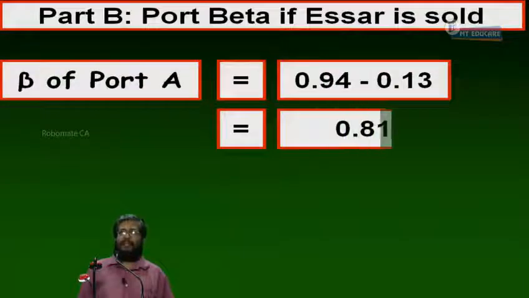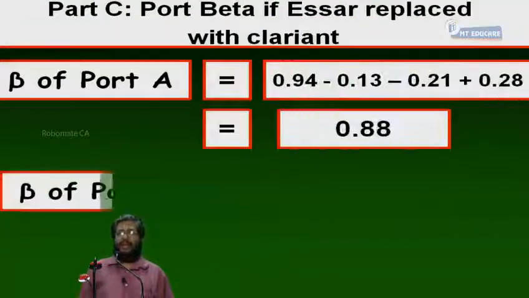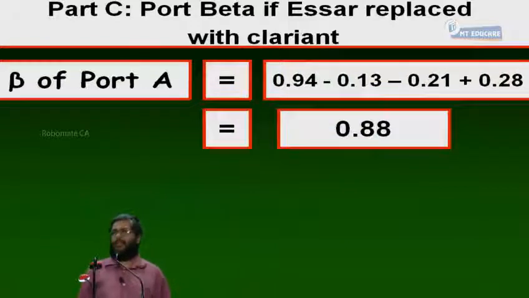Now please tell me the number. What am I going to get? 0.88. Beta of portfolio A is equal to 0.88. Accept or not? Next, beta of portfolio B.